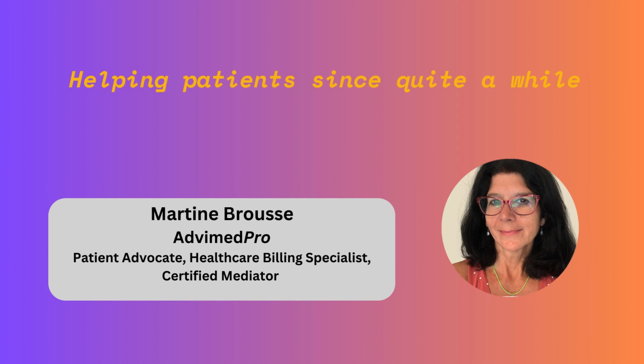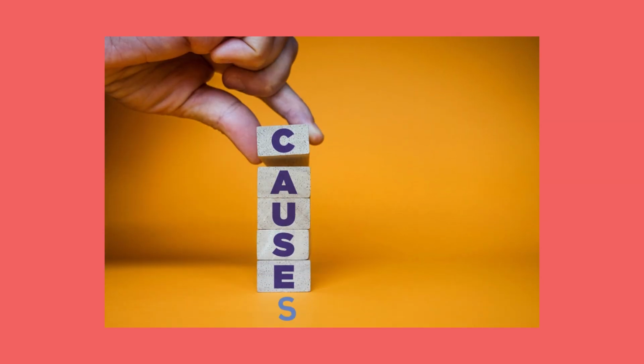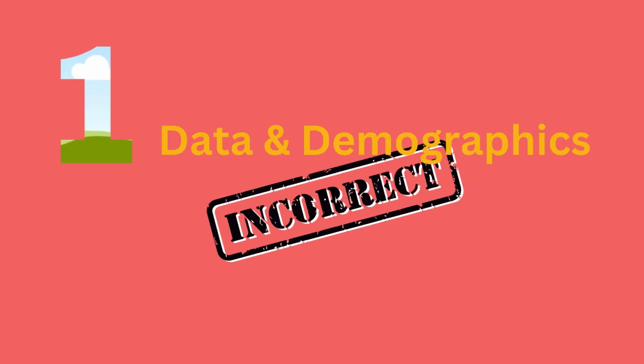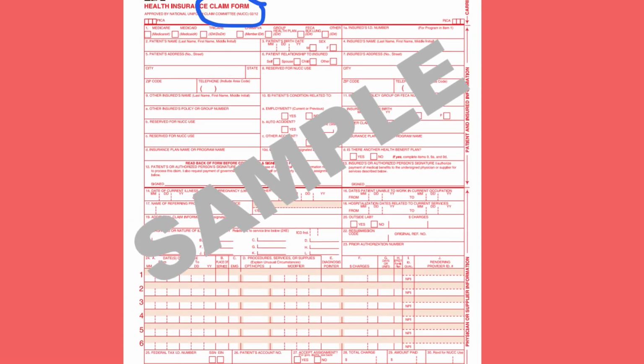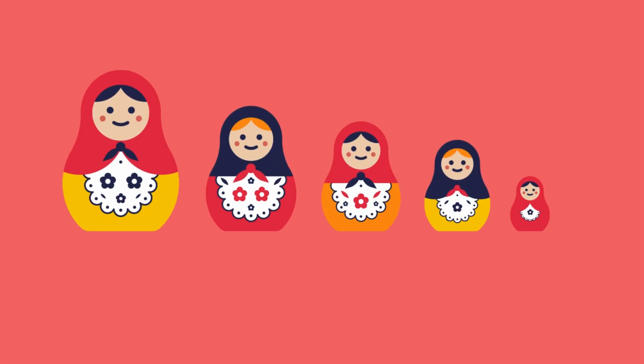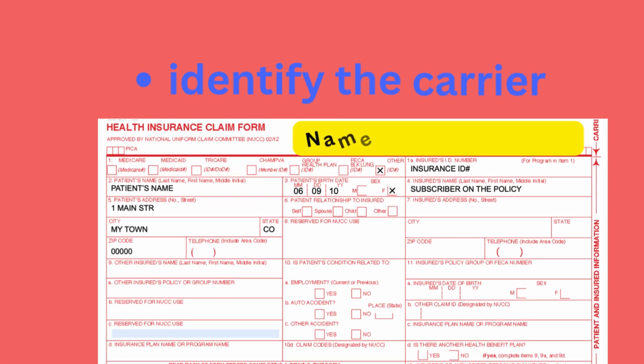So what are the most common causes? Well, the first one, data and demographics, that is incorrect. Let's explore what is needed exactly using the sample of what is called a CMS 1500, a regular claim form your doctor uses. You will see there are a number of details that need to be there and need to be correct in order for your insurance system to process and pay a claim.